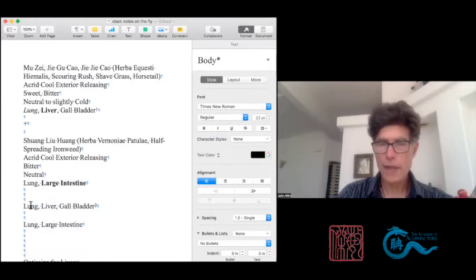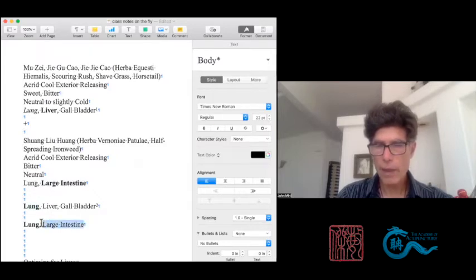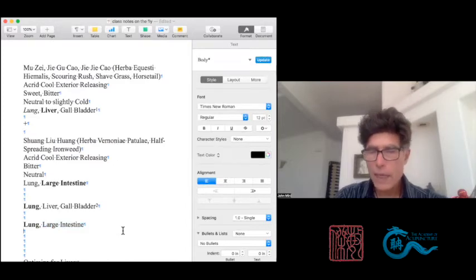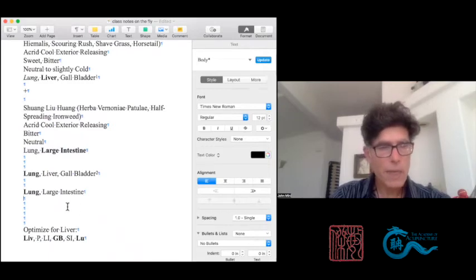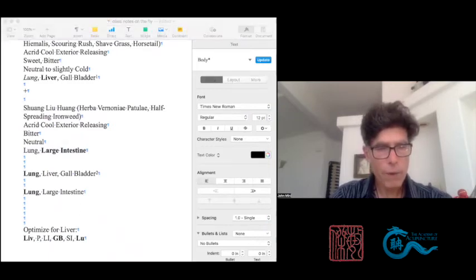Okay, so we're stacking the lung, so that's stronger. But we know that this large intestine is going to combine with the liver. Large intestine is also going to combine with the lung. The lung and the gallbladder also combine. Now, is this a combination or is this a formula? It's looking to me like a formula.